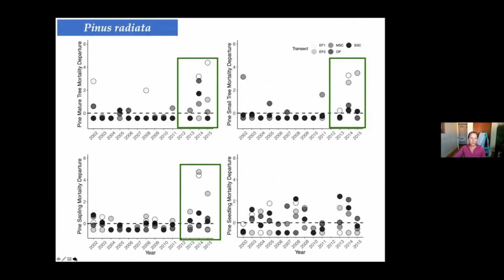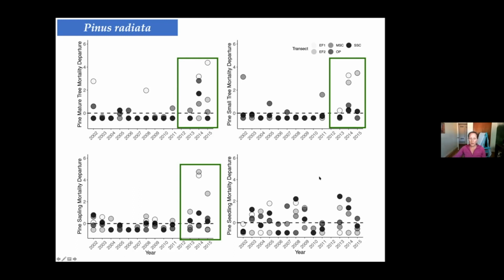Diving directly into the mortality that we saw, so this is for Pinus radiata, and I will also present Quercus agrifolia. What you're looking at here are z-scores, so how we saw deviation from what we would expect on average across different tree size classes for Pinus radiata. So each of these dotted colors represents a different transect, so a different sampling site. And then any dots that are above this zero line represent an increase, more mortality than we would expect on average, and anything below is less than we would expect on average.